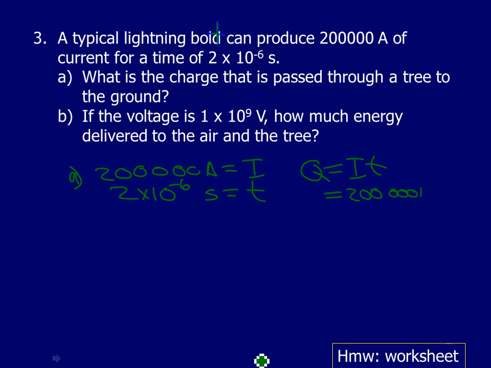2,0,0,0,0 amps times 2 times 10 to the negative 6 seconds. Did I teach you how to use that button yesterday? The E or EXP button? I'll walk you through it. Have you got your calculator nearby? Let's get ready to roll.